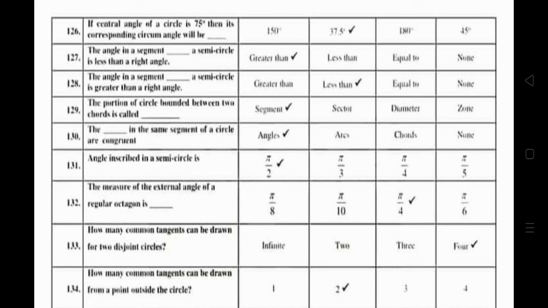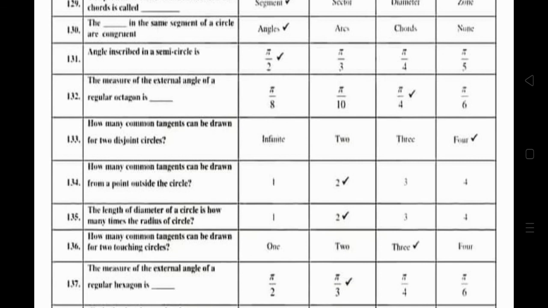Angle inscribed in a semicircle is pi over 2. The measure of the external angle of a regular octagon is pi divided by 4. How many common tangents can be drawn for two disjoint circles? 4. How many common tangents can be drawn from a point outside the circle? 2. The length of diameter of a circle is how many times the radius of circles? 2. How many common tangents can be drawn for two touching circles?